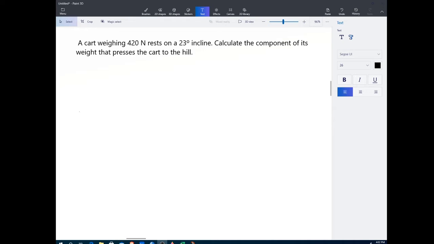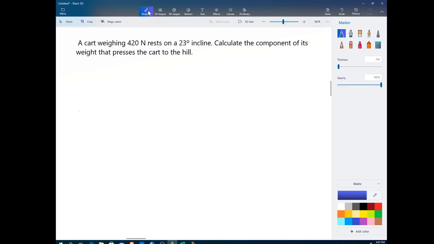I've got a problem. A cart weighing 420 newtons rests on a 23-degree incline. Calculate the component of its weight that presses the cart to the hill. So, with that, we're talking about things that are on ramps. It's just as simple as that.